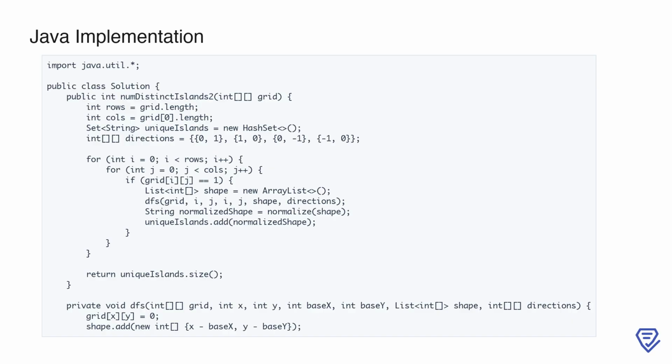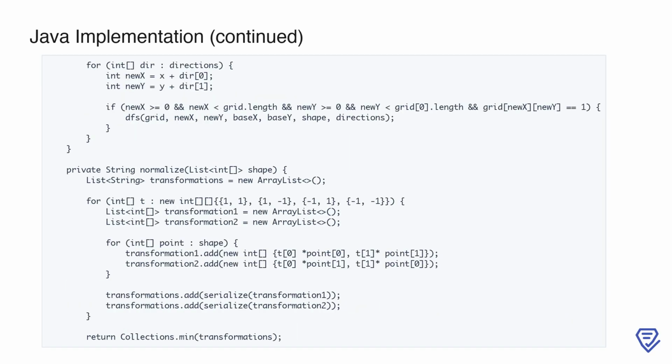This ensures that identical islands, even if rotated or reflected, are treated as the same. The normalized shape is then added to the unique islands set. After processing the entire grid, the size of the unique islands set, representing the number of distinct islands, is returned.